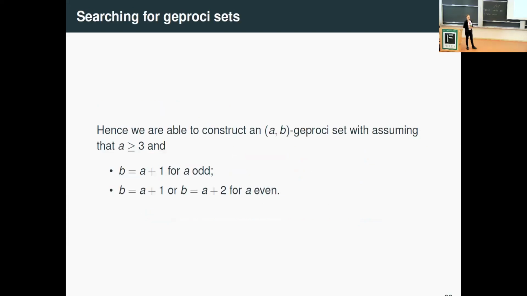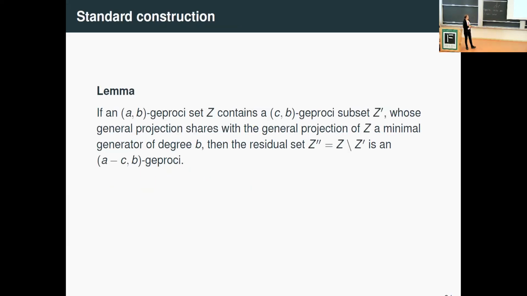So we are able to construct an A times B Geproci set when A is at least 3, for B equal A plus 1 and A odd, or for B equal A plus 1 or A plus 2 and A even. But we want to construct also the Geproci sets when the factors A and B differ by more than 2. So we have this useful lemma.